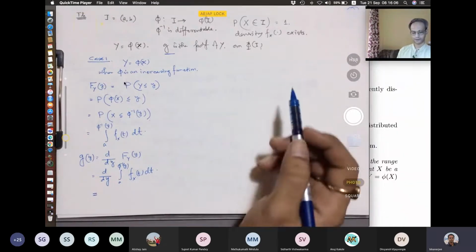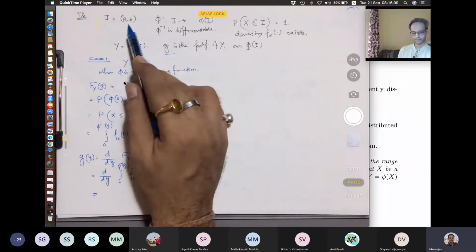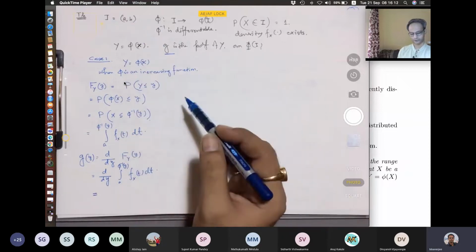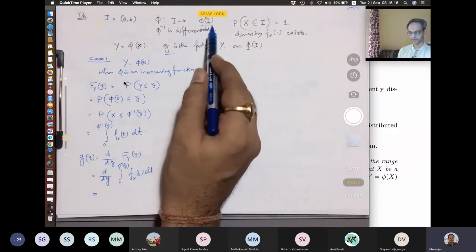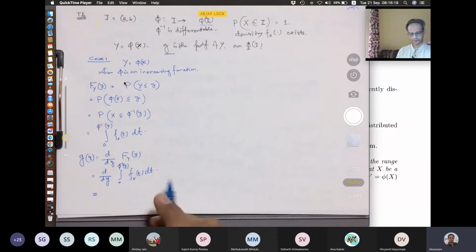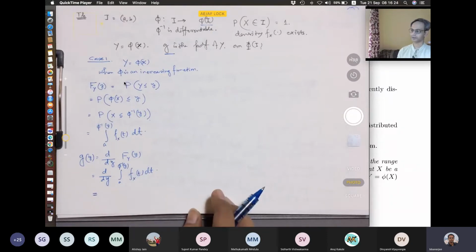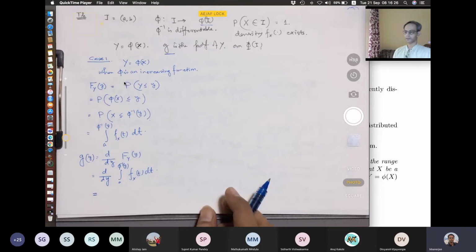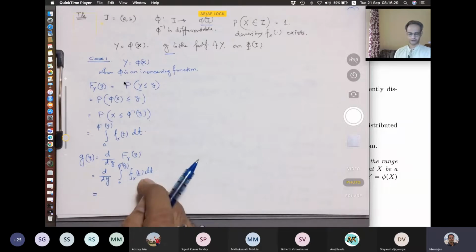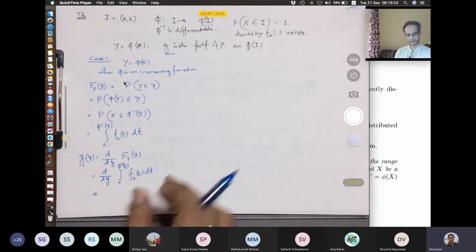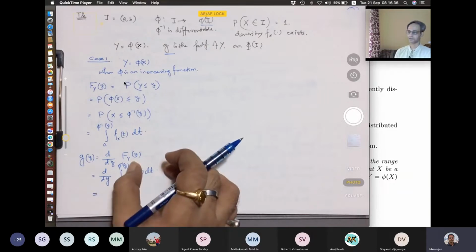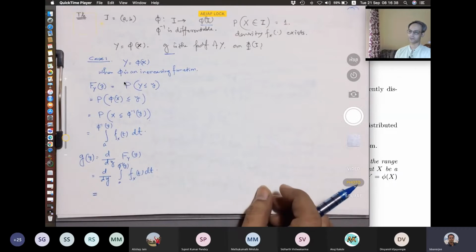X is defined on this interval a to b. Y is defined on phi of x. So now please tell me what the final expression will be here. If you are differentiating an integral where the variable you are using for differentiation is in the range of the integral, then how will you do it?